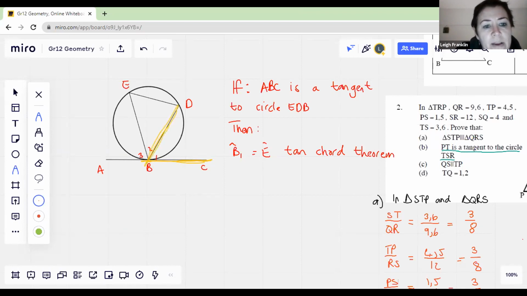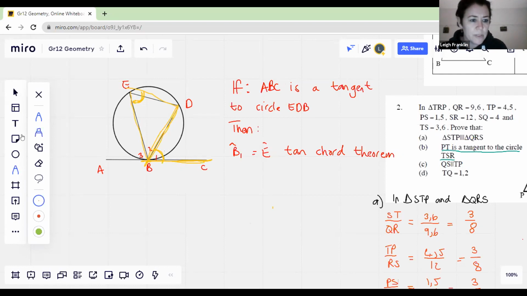So now you've got your fingers at B and D, and then you're going to trace B and D back to the same point on E. So you're going to drag your fingers up here. There's the angle in the alternate segment. Okay, that is tan chord theorem, right? What we are talking about is converse tan chord theorem. So tan chord theorem says if a line is a tangent to a circle, then the angle between the tangent and the chord is equal to the angle in the alternate segment. Converse tan chord theorem says the opposite.